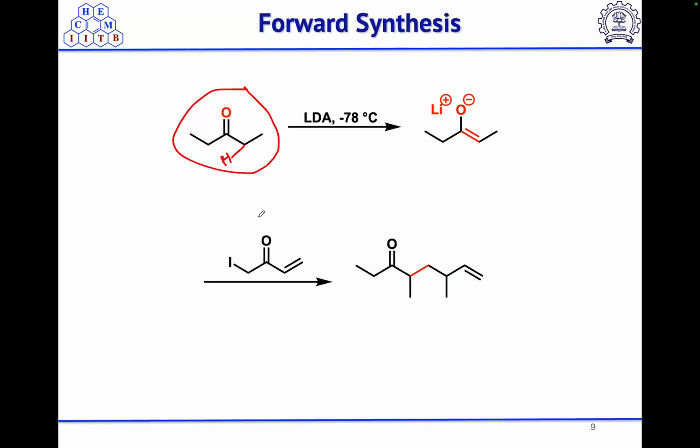Now if we add this alpha iodo keto compound, how will it react? The iodide will leave, and this enolate will attack this carbon center, and a normal substitution will happen and you will get your desired target molecule. So this C-C bond is forming in this transformation. This is a simple example.